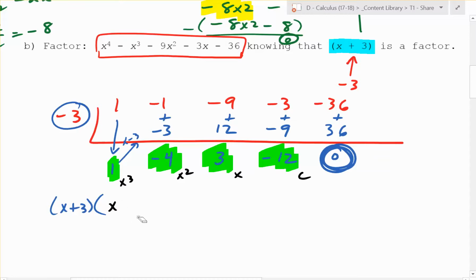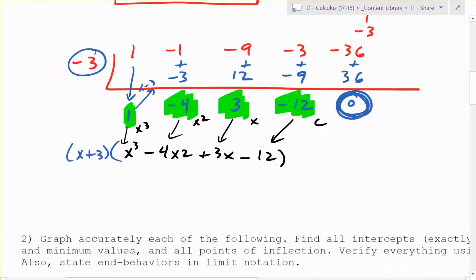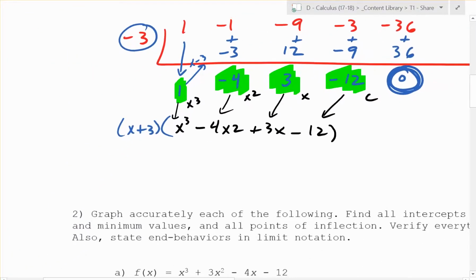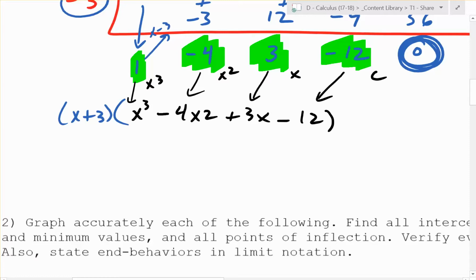I can only almost write that 1x cubed minus 4x squared plus 3x minus 12. There's the 1, there's the negative 4, there's the 3, and there's the negative 12. We're not quite done. We need to keep factoring. And now we're going to try factoring by grouping, which we can do.